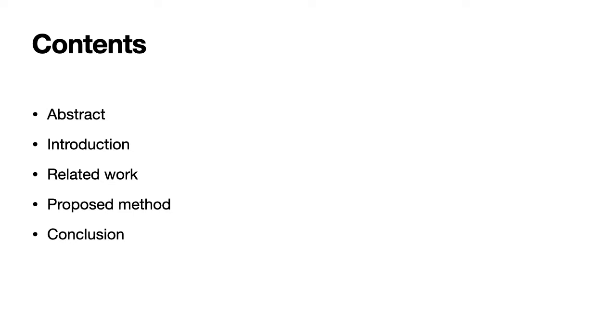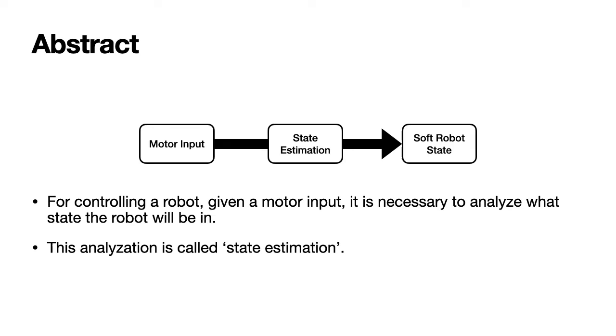My presentation today will cover the following contents. Given a motor input, it is necessary to analyze what state the robot will be in. This process is called state estimation. The rigid body robot can quickly estimate state through forward kinematics using the angle of the joint and the length of the link.